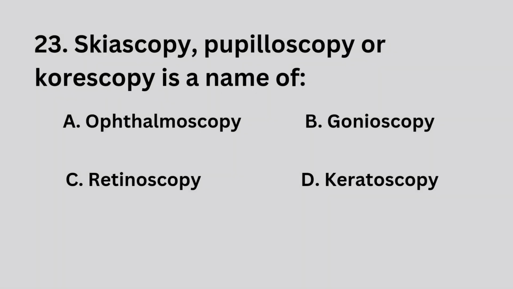Next question. Skiascopy, pupilloscopy, or choroscopy is a name of option A ophthalmoscopy, option B gonioscopy, option C retinoscopy, and option D keratoscopy. The correct answer is option C retinoscopy.